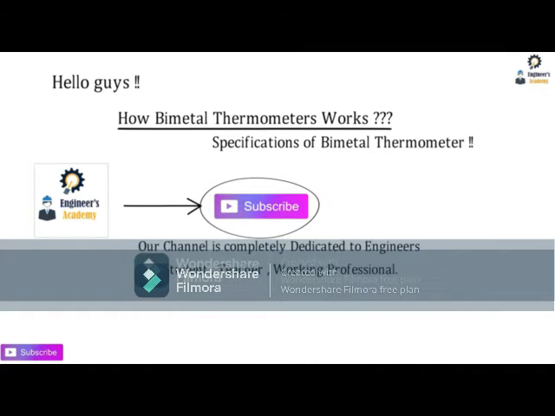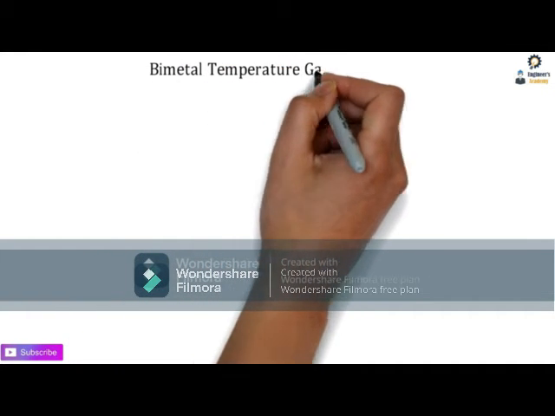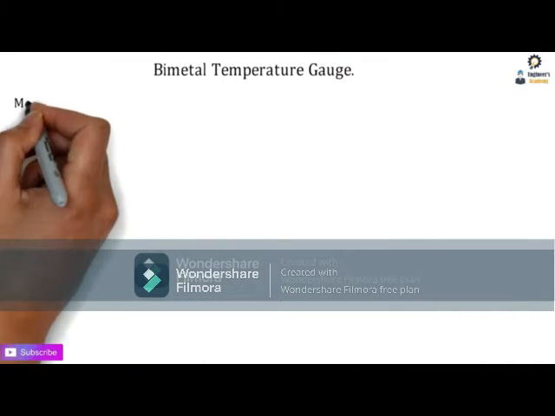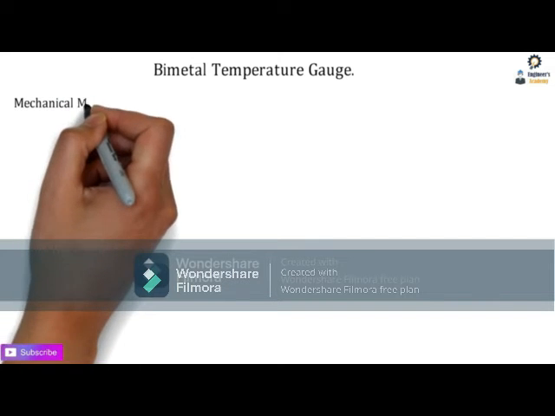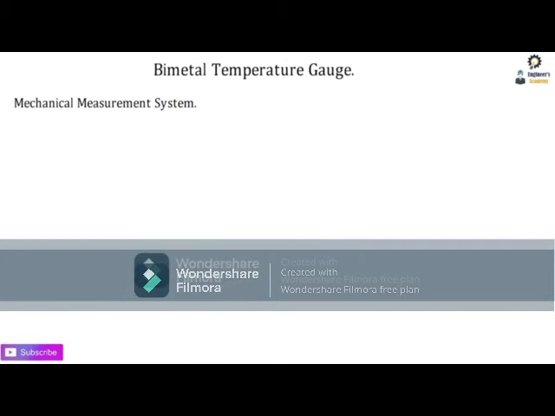So guys, let's begin with today's topic, that is how bimetal thermometers work. It is also known as the bimetal temperature gauge. So guys, it is a mechanical measurement system.